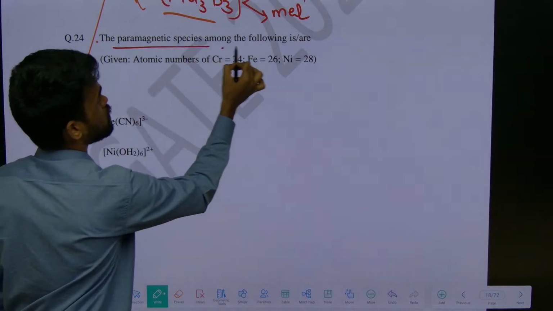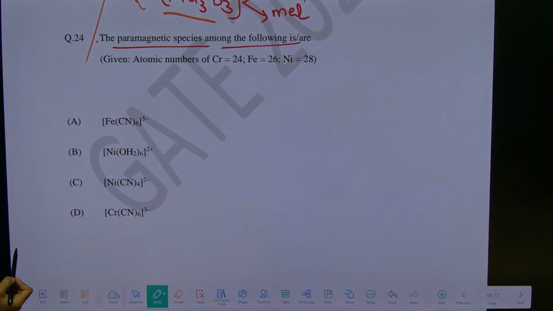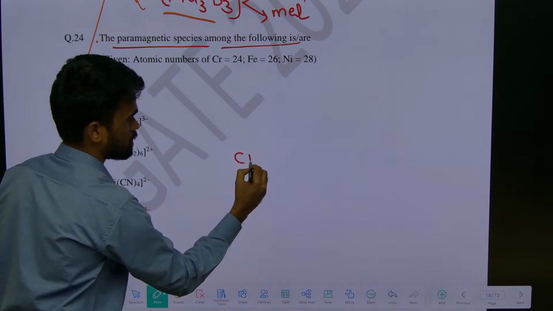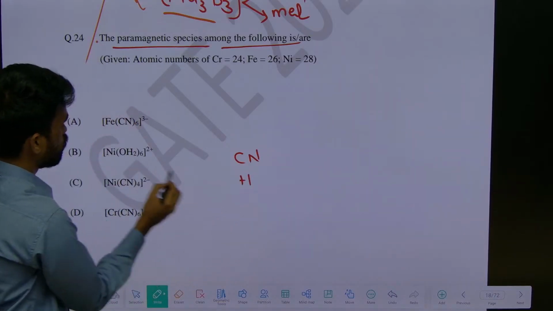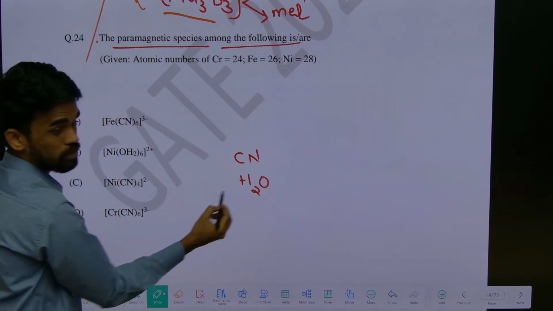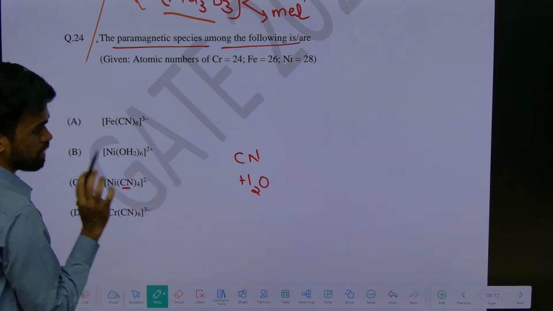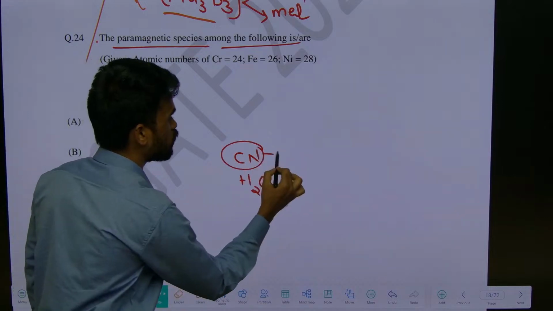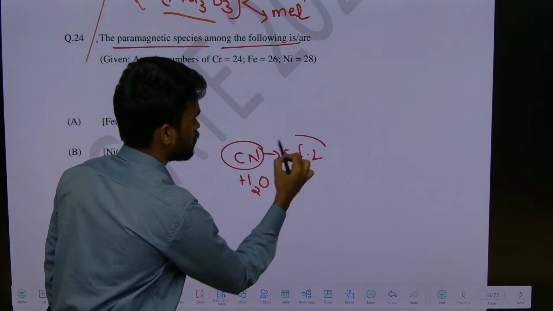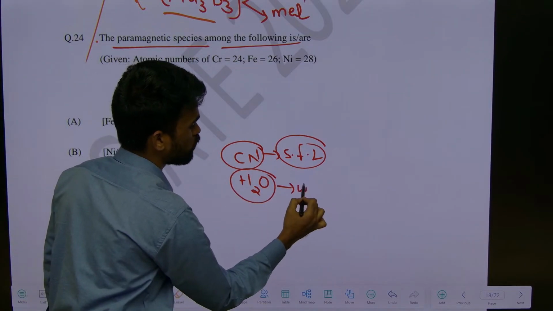The paramagnetic species among the following. Can you solve this based on yesterday's discussion? In the video, the ligands are mentioned like this. Cyanide. What is the ligand here? OH2, that is nothing but H2O, water, the aqua ligand. Here again cyanide, again cyanide. So cyanide ligands are strong field ligands. Water is a weak field ligand.